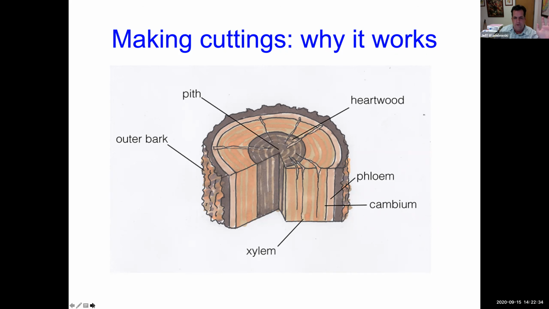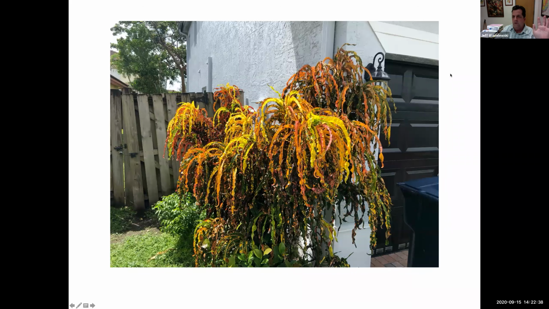So don't feel bad if you don't have it all right now. Okay, so spondias are kind of boring. They don't have a lot of leaves right now this time of year.